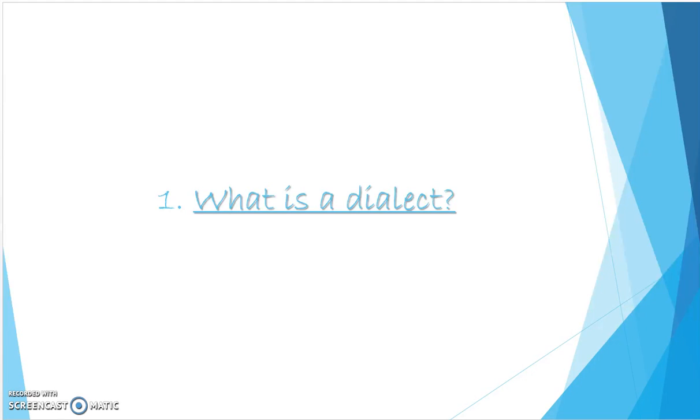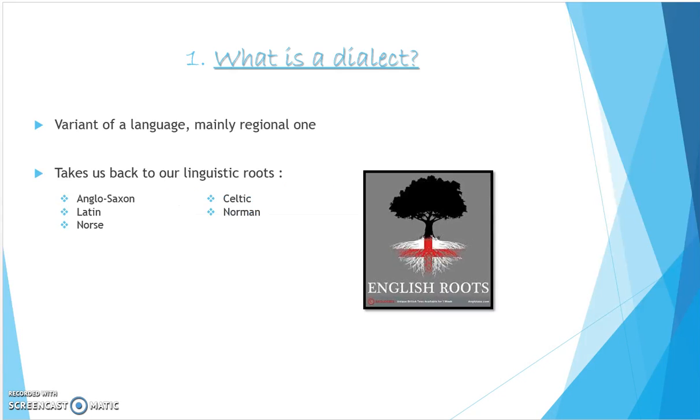But let's first start by getting to know what we mean by a dialect. A dialect is originally a variant of a language, especially coming from a certain region of a country. When we observe how a dialect is spoken and where it comes from, we notice that even if it might differ from one region to another, it always takes us back to our early origin and our linguistic roots. This is to say, the Anglo-Saxon, the Latin, North, Celtic, or even the Norman roots.